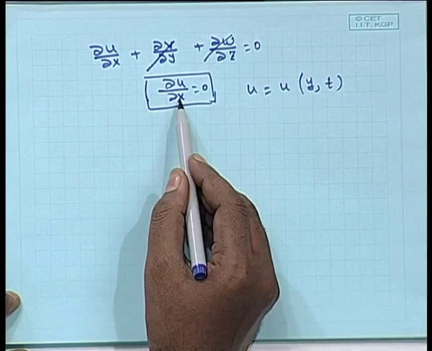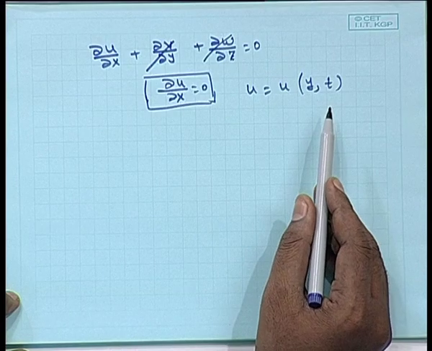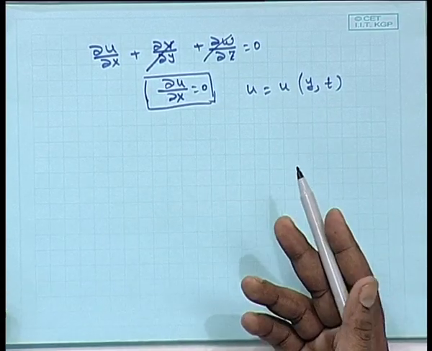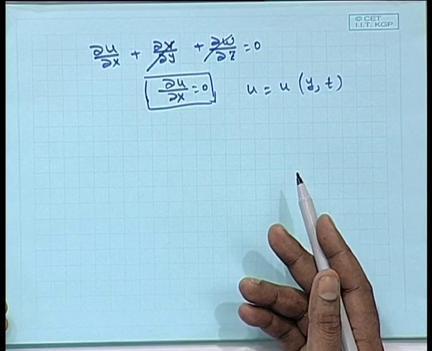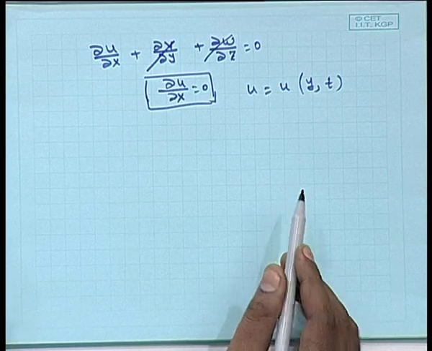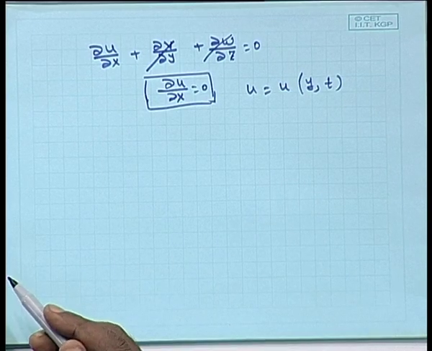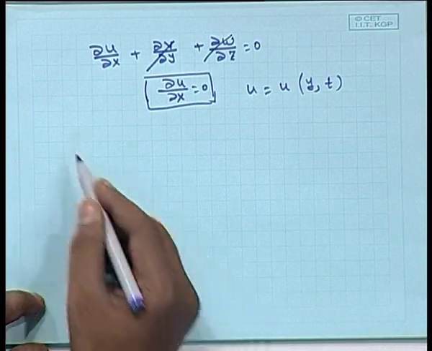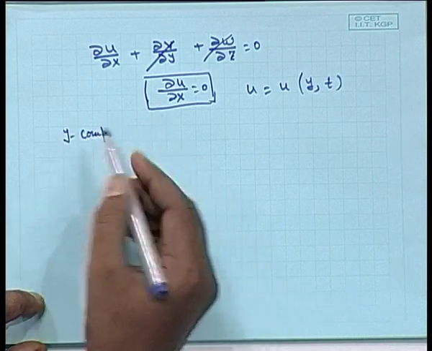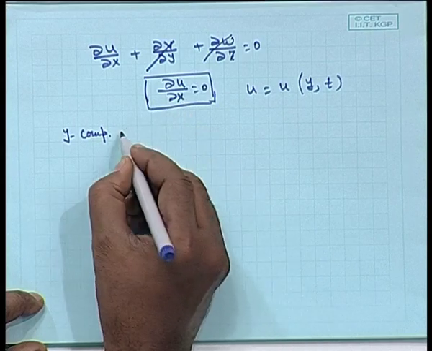You cannot be a function of x because of this, and you cannot be a function of z because all the variation in the z dimension is gone. So, the independent variables left are y and t. So, in general you will be a function of y and t. That is the information you are getting from the equation of continuity. Then you can write down the y component velocity.